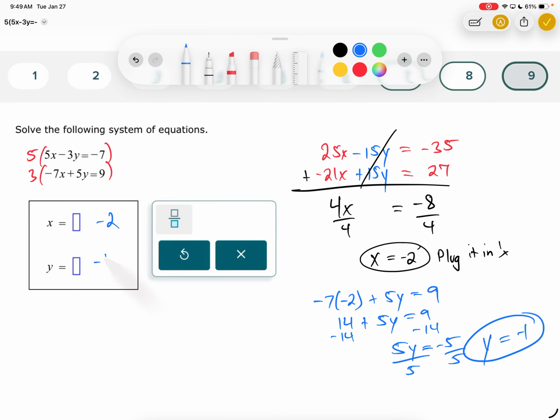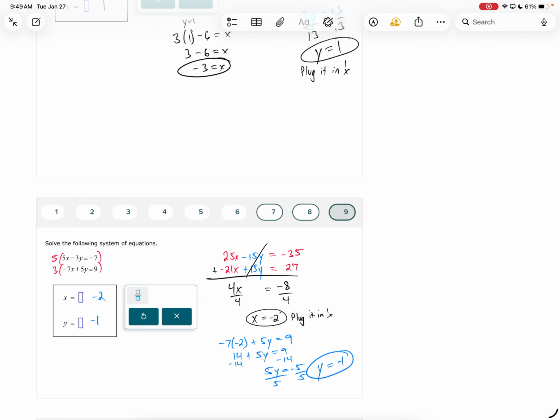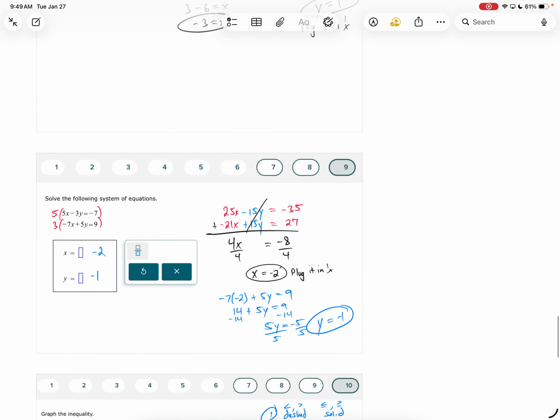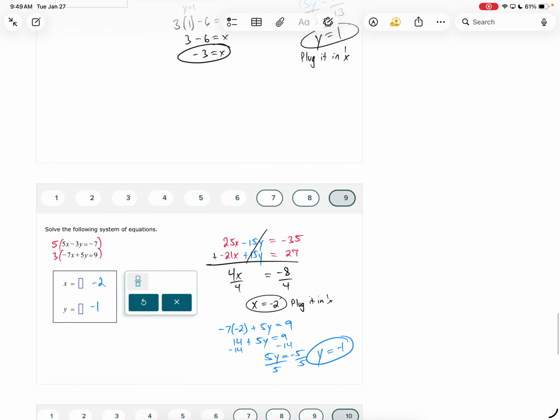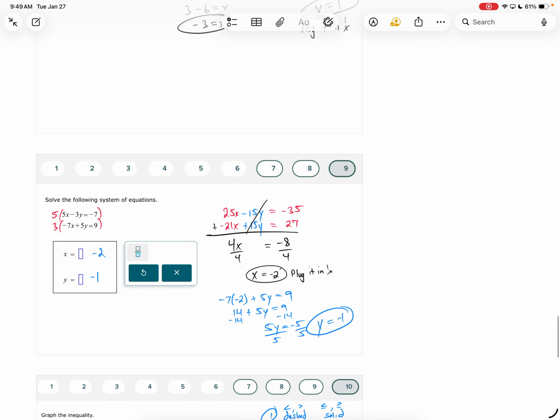So -2, -1. And remember, we don't really talk about this much on the test, but that is the intersection of those two lines. That is the one point that is on both of those lines. That is what we're solving for. All right, so you got those two system of equation ones. Maybe that's the part that you struggle with. Go do those multiple times on the review.